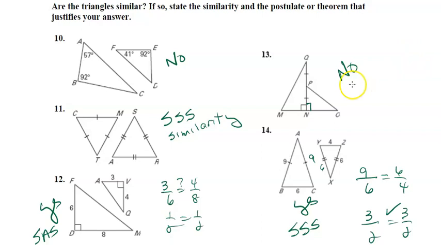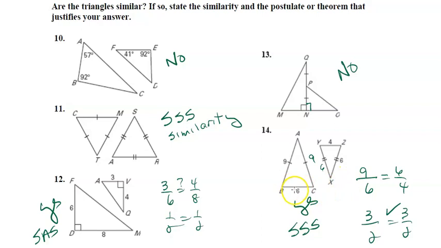Okay, look at this next one. So I can see that I have right angles here. So when I have this side, but I don't have this side, I have this side, but I don't have this side. So that's going to be a no. I can't prove it that way.